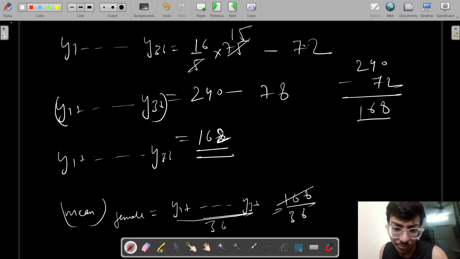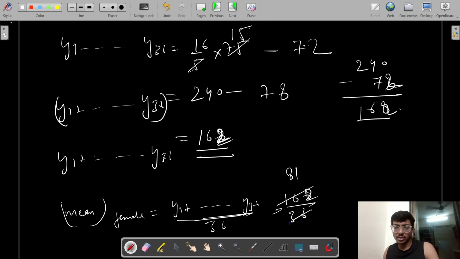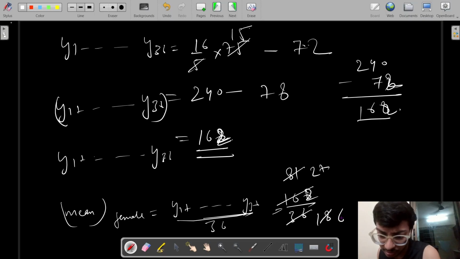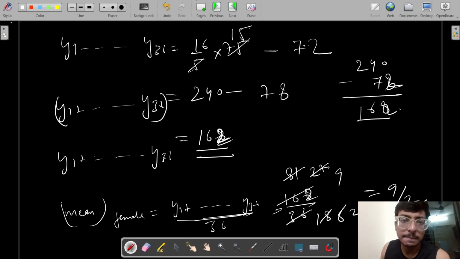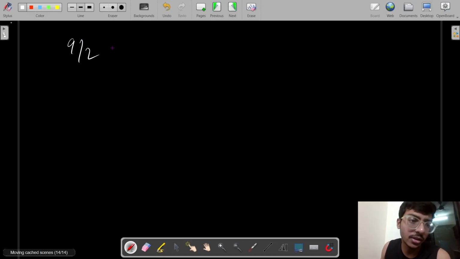So this is 162, so your 162 upon 36. This is 81 upon 18. This comes out to be, if I divide it by 3, it will be equal to 27 upon 6, and then 9 upon 2. So it is equal to 9 by 2. And 9 by 2 is nothing but 4.5, right?